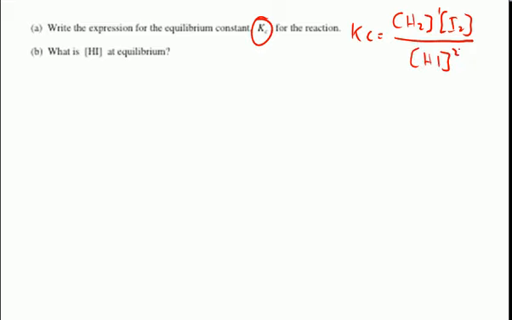It says write the equilibrium expression, Kc. We're going to write that out, and that's simply going to be the concentration of H2 raised to the first power times the concentration, in this case, of I2 over the concentration of HI squared. It's asking us for what is HI at equilibrium.